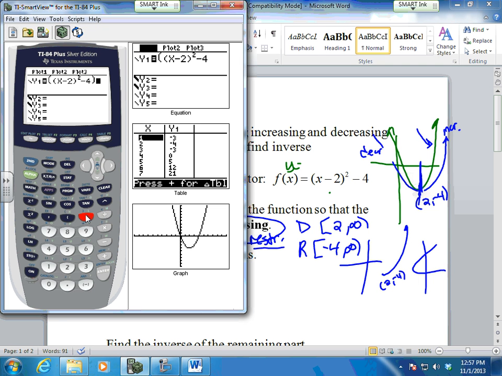Now, on yesterday's packet, we restricted your domain. Anybody remember how we did it? Parentheses, x, what's my domain? Greater than two. So we're going to come to second test. We're going to take the greater than at number four. And we're going to say greater than two. I only want the part of my function that's two and above. Wait a second. This was on your sheet yesterday, guys, when you restricted domains on your sheet.